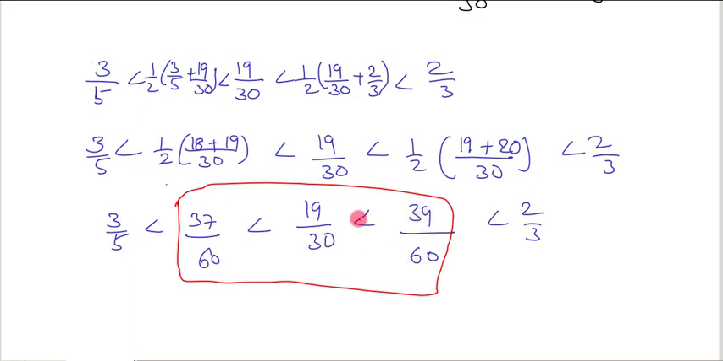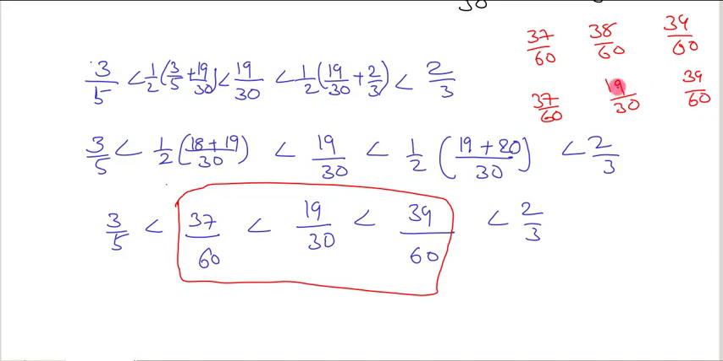In the previous method, method 1, we also got the same answer: 37 by 60, 38 by 60 and 39 by 60. But what numbers did we get now? 37 by 60, 19 by 30 and 39 by 60. Do you observe any differences? There is no difference. The second one can be simplified, or else you can multiply it by 2 by 2 so that you get 38 by 60. That means in both manners we get the same answer.